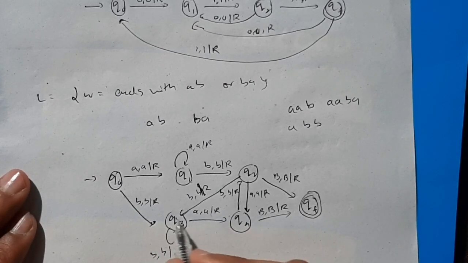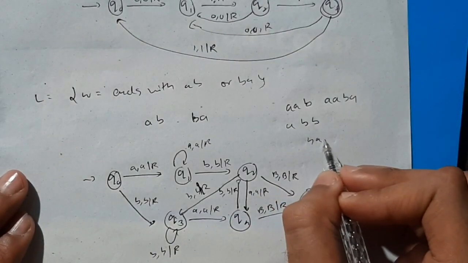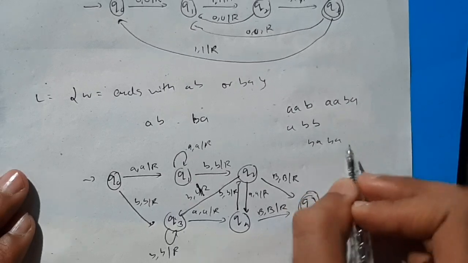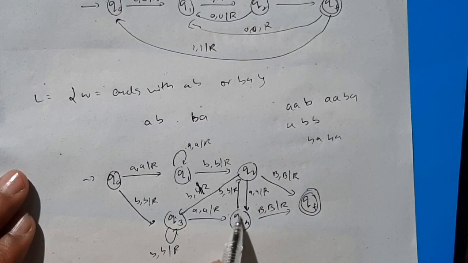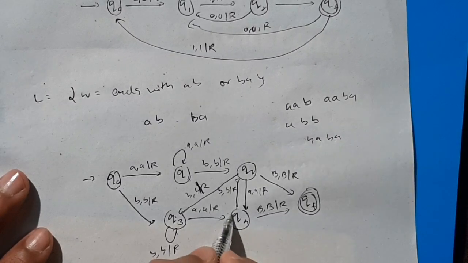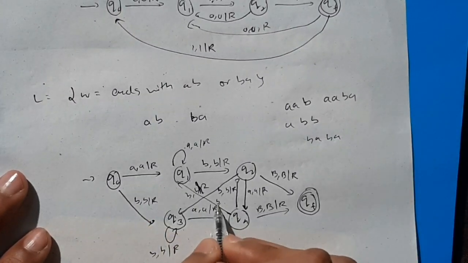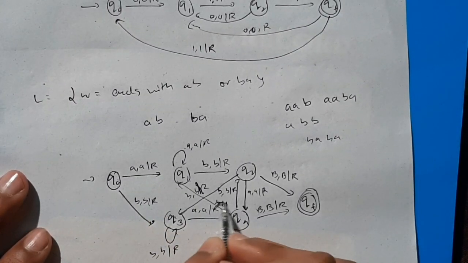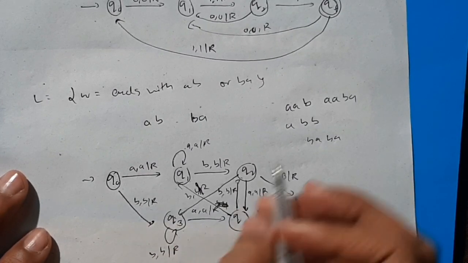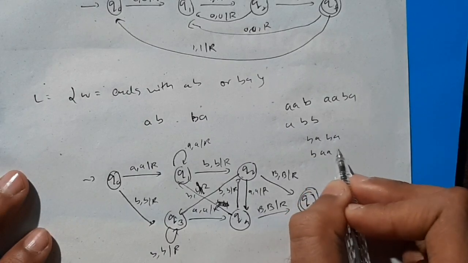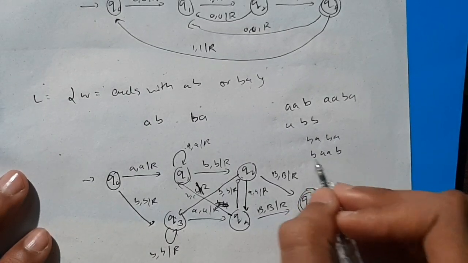Same thing goes here. If I get BA, first B will come here, then A, then again I should define something for B here. That B is defined here like this, BB. Okay, sorry, B is already defined here, right? So what do we need here? A, I guess A is needed here. Suppose BAAB.